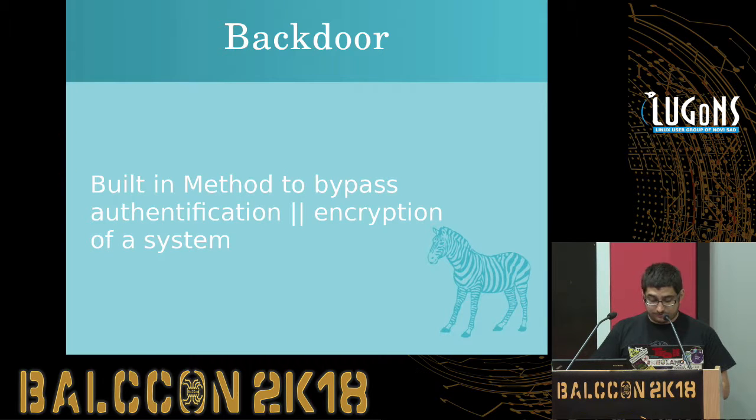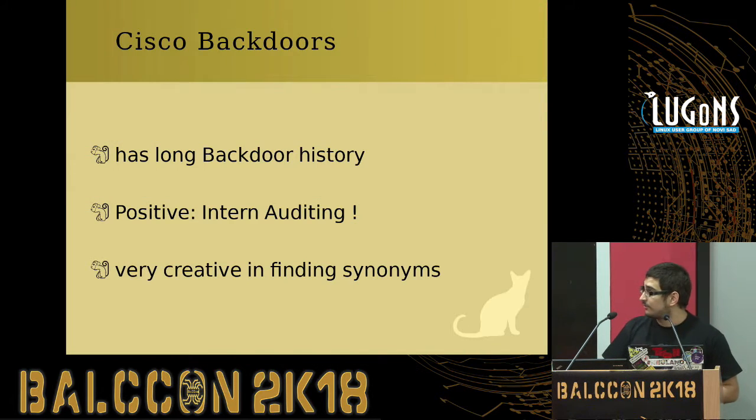And let's start with the first thing, Cisco backdoors. Cisco is a big network equipment vendor. It has a long backdoor history. There are quite some backdoors found in their systems. There is a positive thing: they have internal auditing, and they're doing it to find these bugs and want to fix them. That's a positive thing. And they are very creative in finding synonyms for their backdoors.